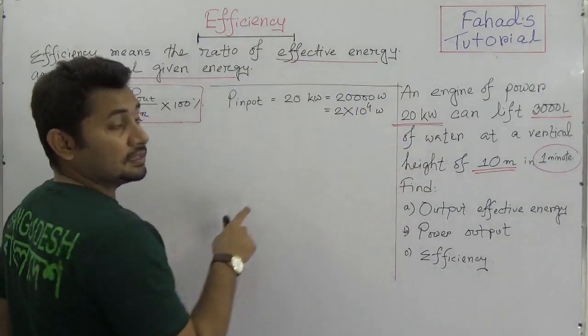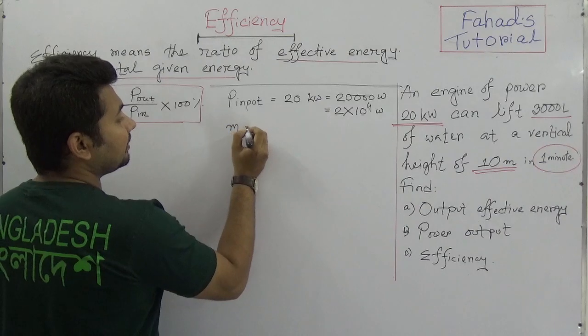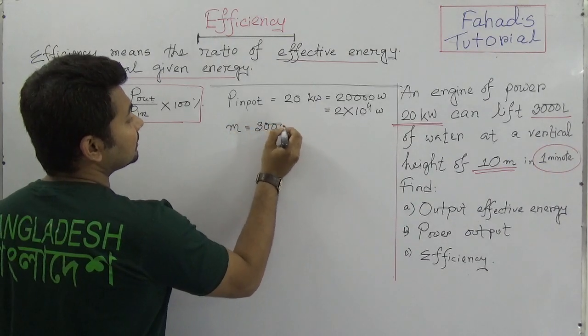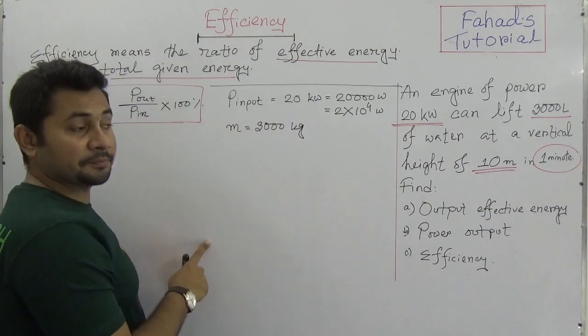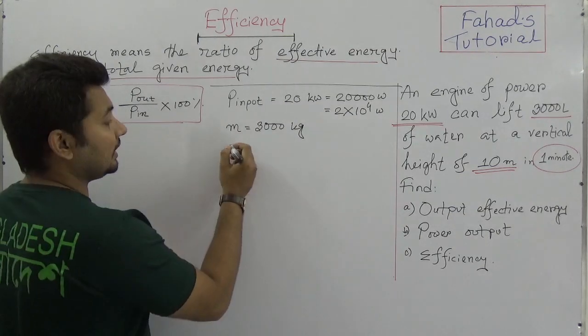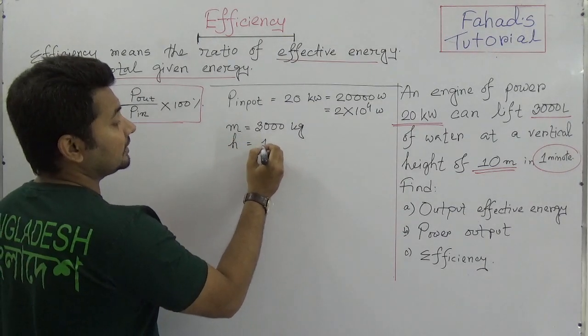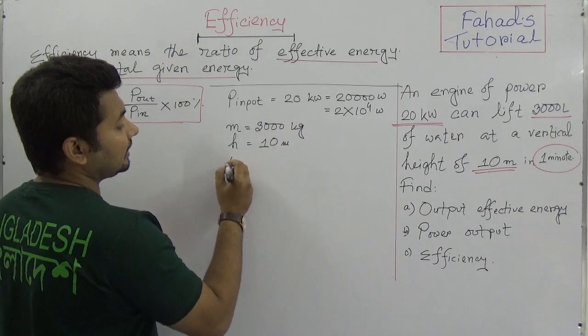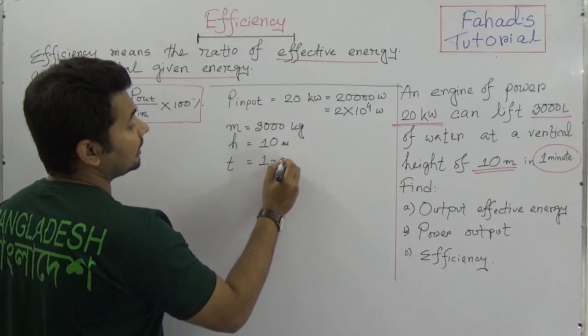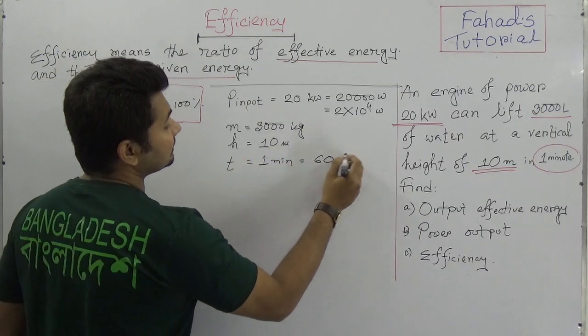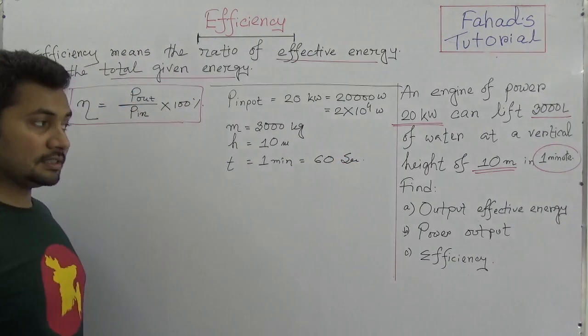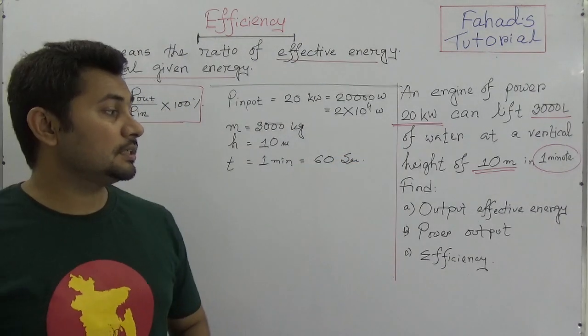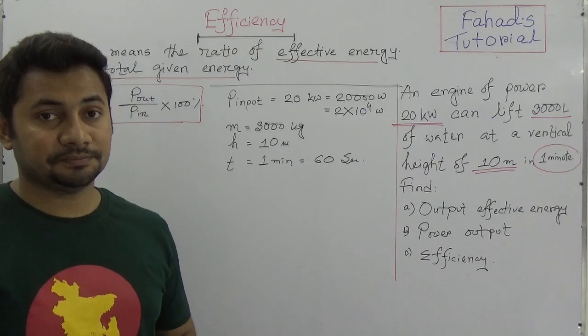Okay, so 3000 liter, which is mass. So mass is given 3000 liters, we can say 3000 kilogram. And then 10 meter is height, and time is 1 minute, and we need to convert it into second. So it's given. So the question is output effective energy.